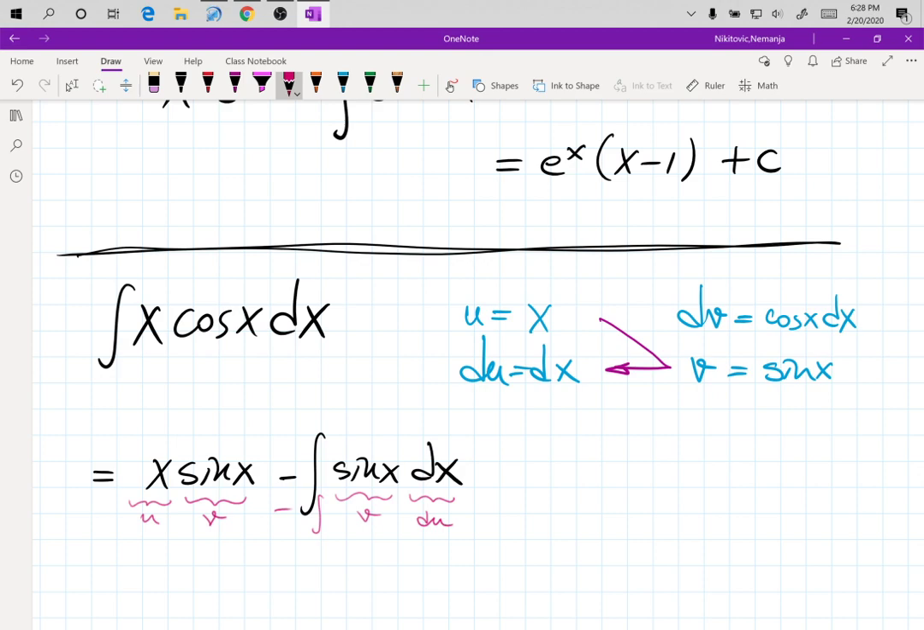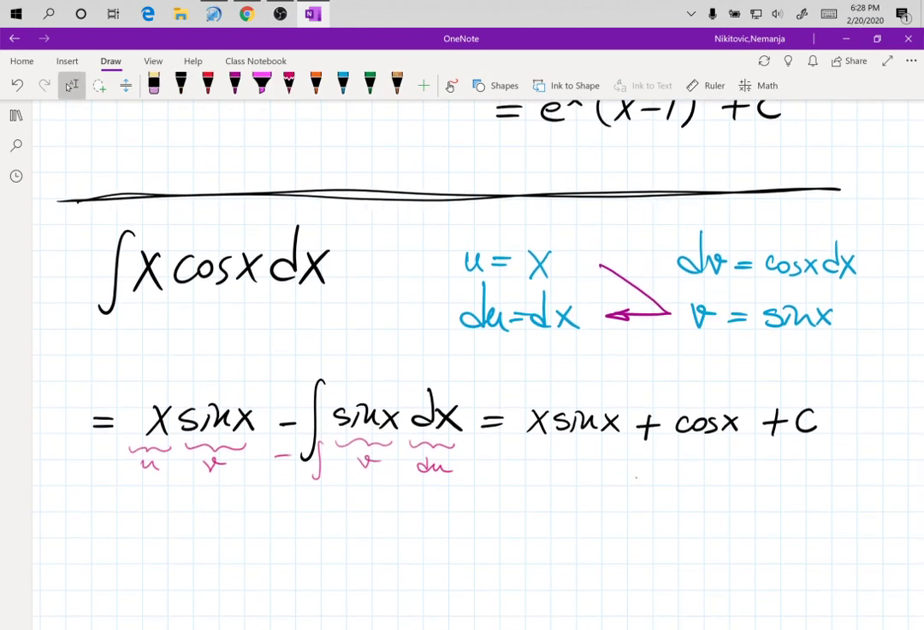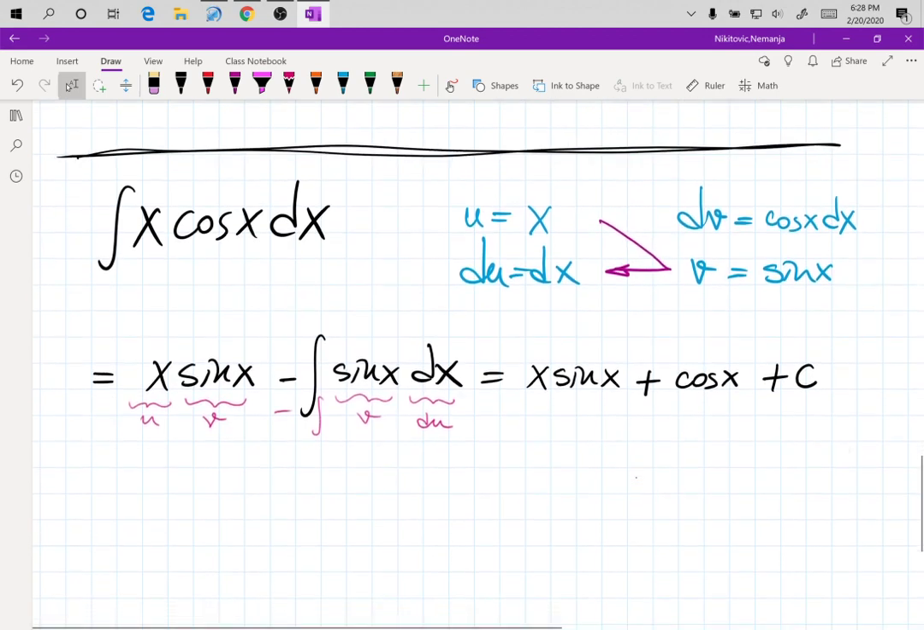And now I'm happy because I can easily integrate sine. So we get x sine x. Integral of sine is negative cosine, so plus cosine x. And then we have the plus c. Now we can't factor anything in this case, so we get to leave it this way and move away.